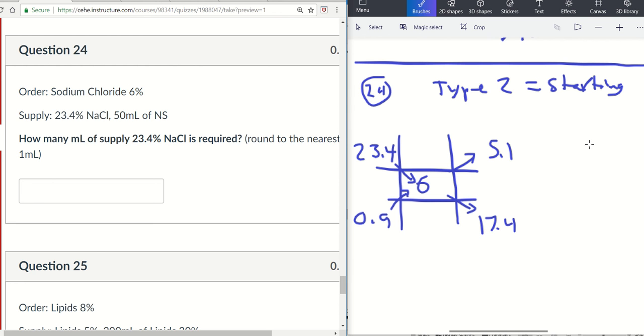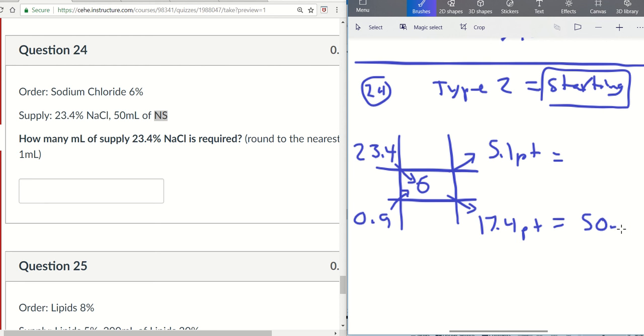So this is where the similarity ends. Now we've got to match up our starting volume that was given. Does our starting volume go with 5.1 parts or 17.4 parts? NS is down here, so this has to be 50 mLs. 17.4 parts equals 50 mLs. If 17.4 parts equals 50, what would 5.1 equal?